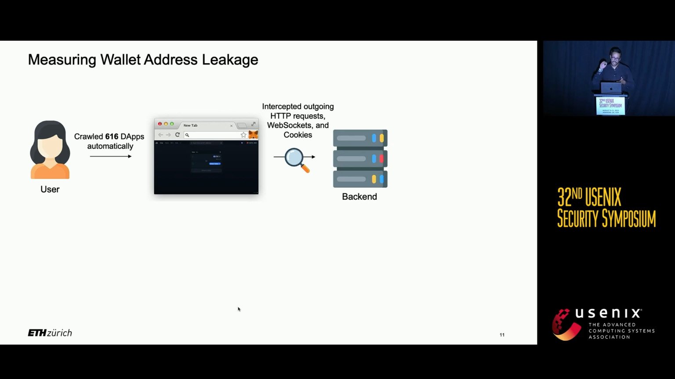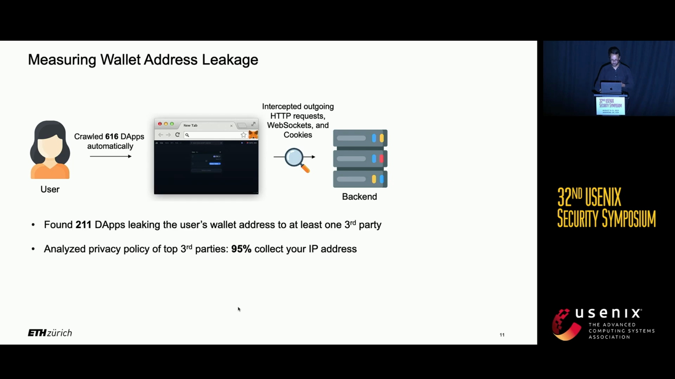And afterwards, we looked into the contents of this traffic in order to see if our wallet address is in there. So we found that actually one third of the DApps that we interacted with leak your wallet address to a third party. And not only that, we took the top 20 third parties that we identified, and we checked their privacy policy. So we read their privacy policy, and we checked if they say something about collecting your IP address.